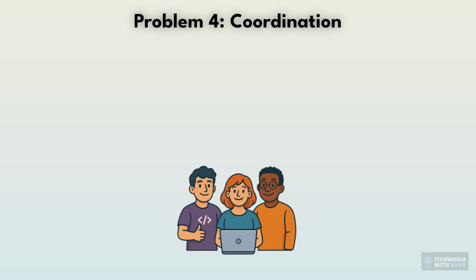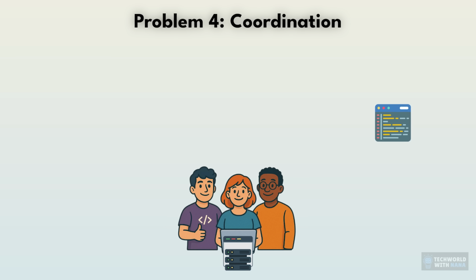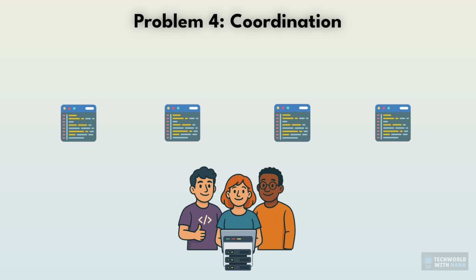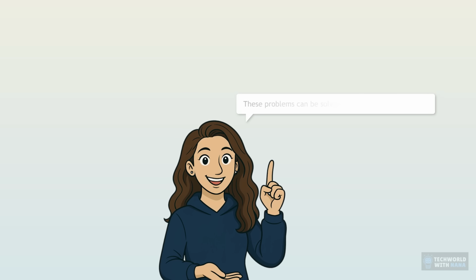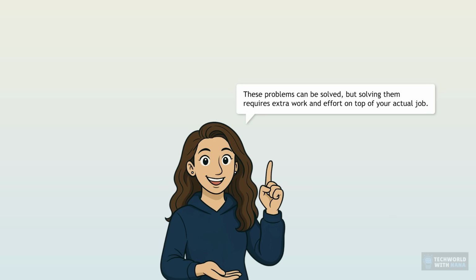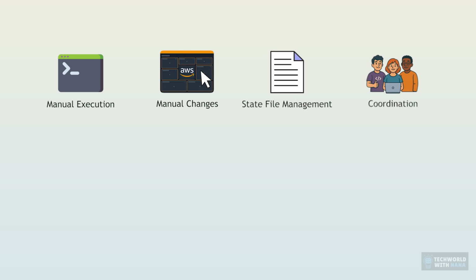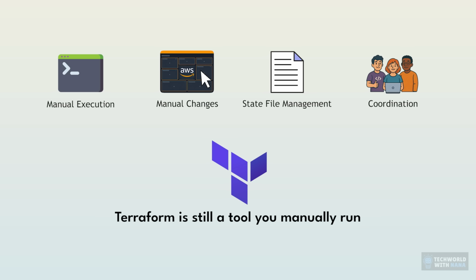And finally, there is an issue of coordination because multiple team members working on infrastructure need to coordinate. Who's applying the changes? In what order? What if two people are working on different parts or the same parts of the code? And these problems are all solvable, obviously, but they need operational overhead. And they all point to the same fundamental issue, which is Terraform is still a tool you manually run.